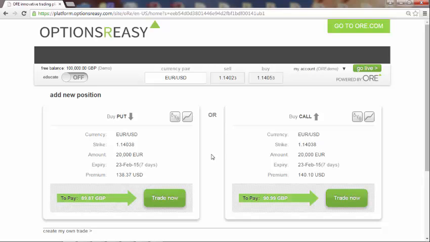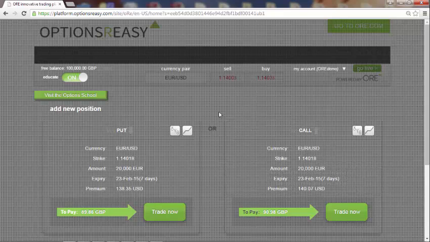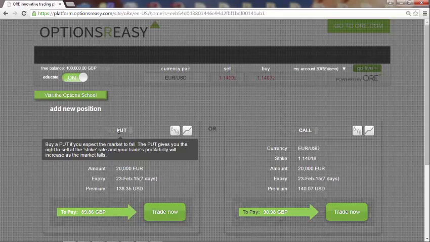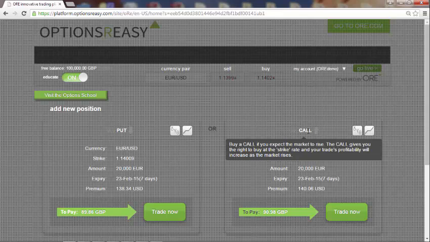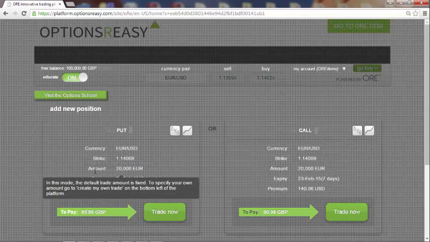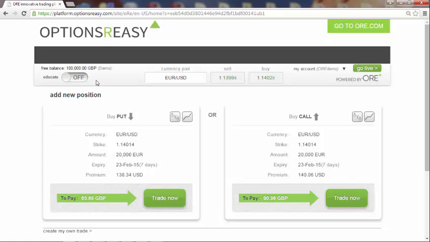Now, throughout the platform is this Educate On button. If at any point you need help understanding any of the elements or descriptions, you can click this. It takes you to an education mode where you are free to roam and hover your mouse over any of the highlighted elements to learn more. And once you're done with learning, one click takes you back into the trading platform.